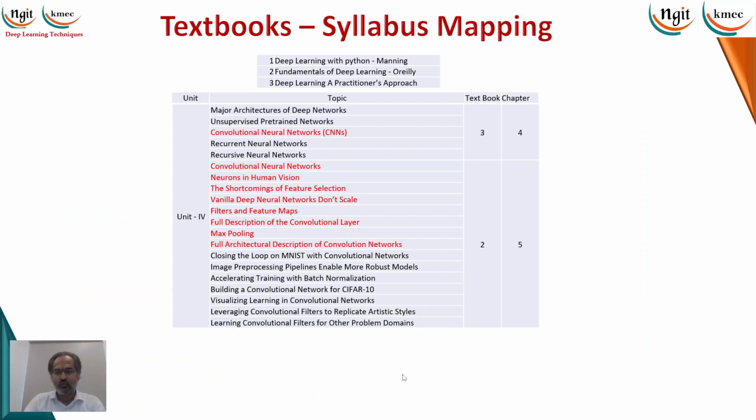So this is the overview of the fourth unit. It starts with the major architectures of deep neural networks, unsupervised pre-trained networks, and then convolutional neural networks, recurrent and recursive neural networks, and most of the topics are based on the convolutional neural networks. So we are going to cover all these concepts. First, I am taking the CNN and related topics, and then we can go for the other concepts.